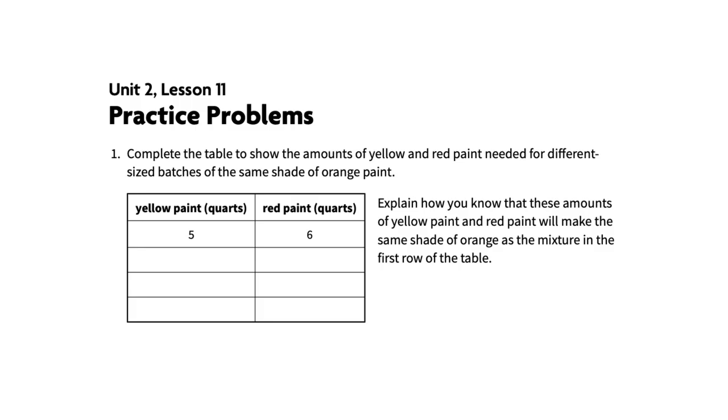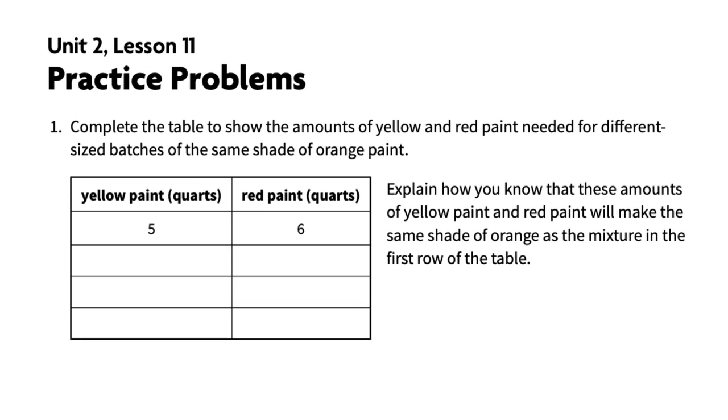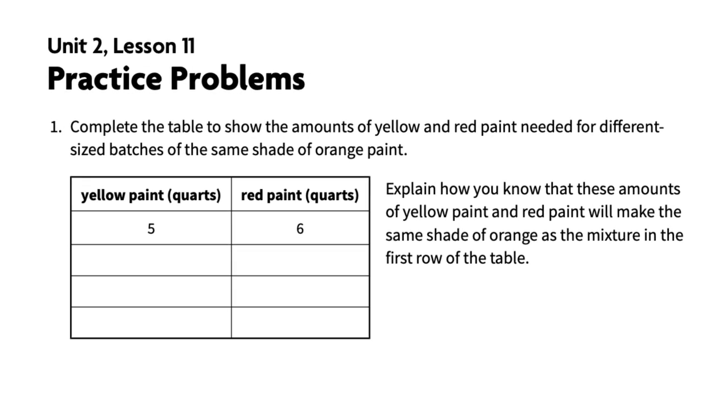So now it's time for us to just kind of do some practice, right? It says complete the table to show the amounts of yellow and red paint needed for different size batches. Explain. So here it goes. It's totally up to us. We get to choose. We just have other rows to fill in. We need to remember whatever we multiply the 5 by, we have to multiply the 6 by the same thing. So let's say we multiply by 3.